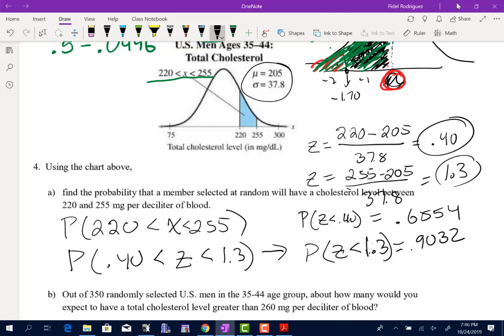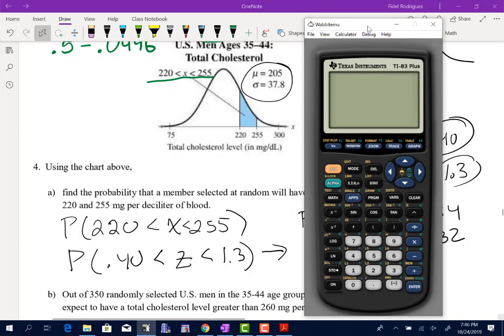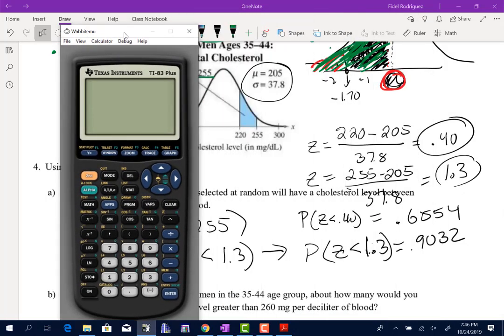And then we're going to subtract those two numbers, right? We're going to take the bigger number minus the smaller number. What's the bigger number here, guys? There you go. So 0.9032 minus 0.6554 is 0.2478.